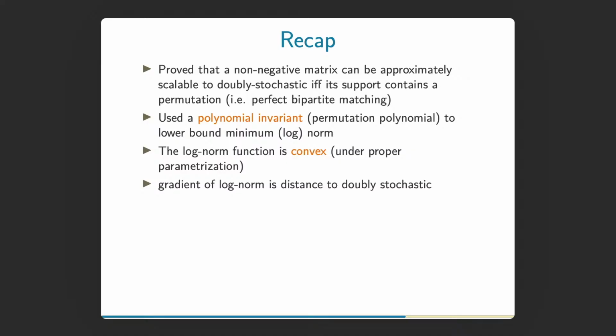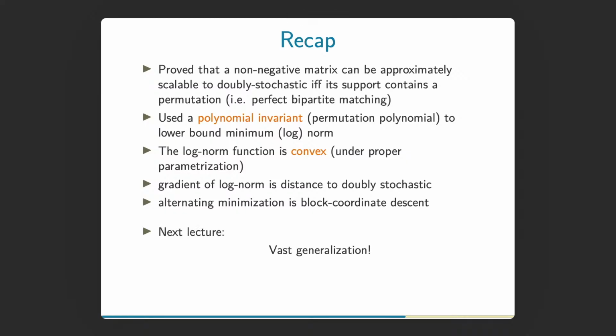this doubly stochastic. Okay, all of this can be generalized to general margins, but I won't talk about it later. I can talk about it offline. And once we saw that alternating minimization is block coordinate gradient descent, we knew that this has to work, right? And in the next lecture, we're going to see a vast generalization of this to many other problems that might look very different. Okay, so that's it for me.